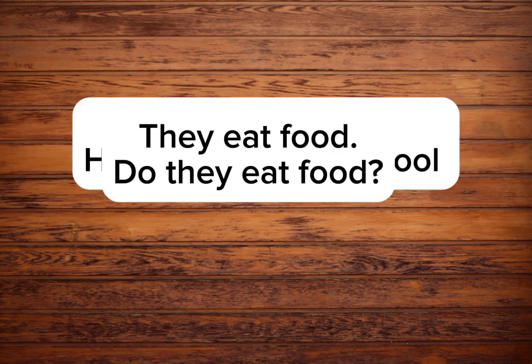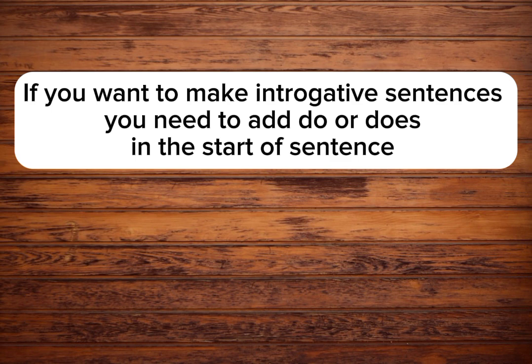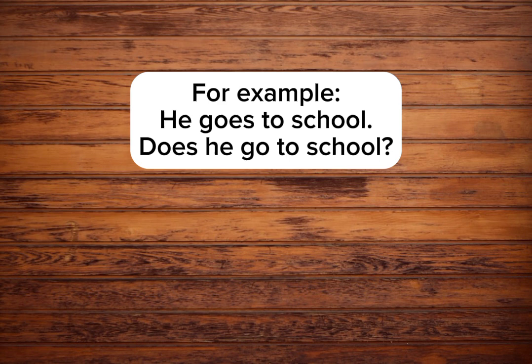Do they eat food? He doesn't go to school. If you want to make interrogative sentences, you need to add do or does at the start of the sentence. For example, he goes to school. Does he go to school?